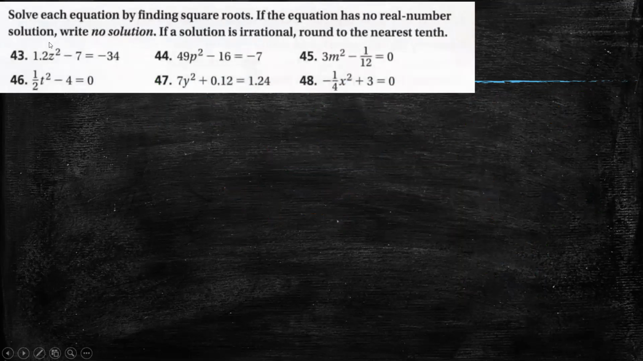Now, solve each equation by finding the square root. If the equation has no real number solution, write no solution. If a solution is irrational, round it to the nearest tenth. Look at number 43. Here we have 1.2 z squared minus 7 equals negative 34.